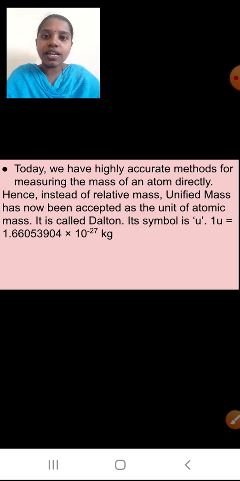So if I say the mass of an atom is 1 u, how many kg is it? It is this many kg. Okay students, like this, if the u value goes on increasing, we have to multiply by this given value to get the answers in kg. Are you getting it? Did you understand?